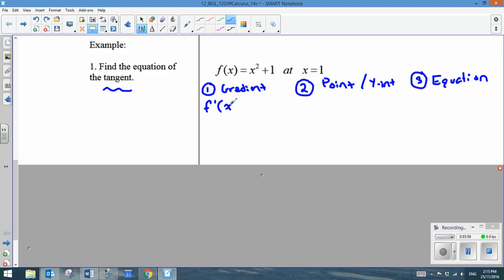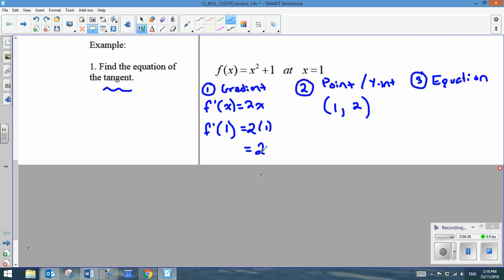So the derivative of f(x) is 2x, and we want to specifically find the gradient at the value where x is equal to 1. So we're really just finding 2 times 1. So then our gradient winds up being 2. We have an x value, so we already know that our x value is 1. So our y value is going to be f at 1. So 1 squared plus 1 is 2.